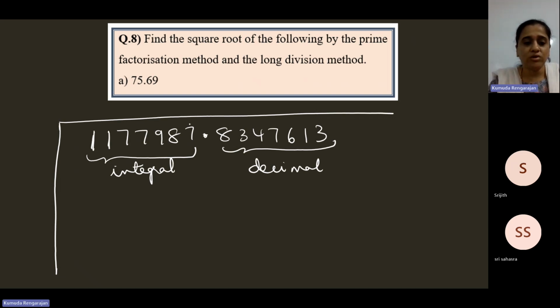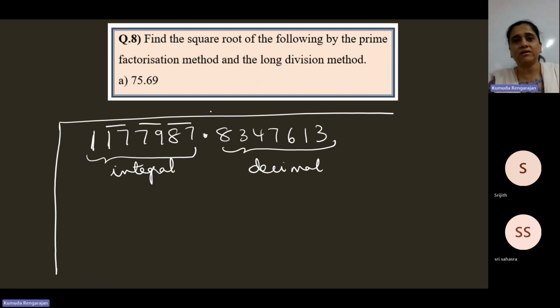Integral part now. 8, 7 forms a pair from behind. 7, 9 forms a pair. 1, 7 forms a pair. 1 stands alone. You cannot add 0 here and say I made it 10, because you will change the value of the number given. If you put 0 here, it's still 1 only. You can add 0, but it's the same as not adding 0.